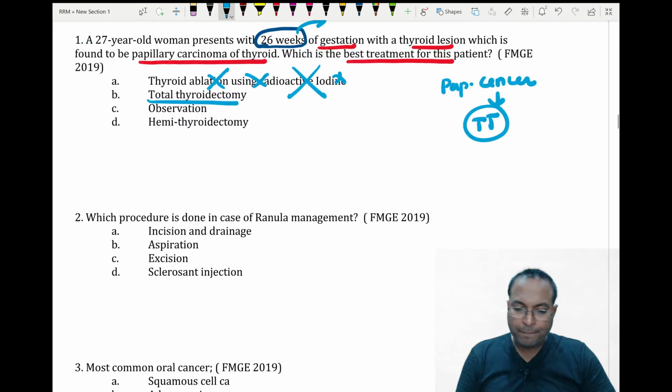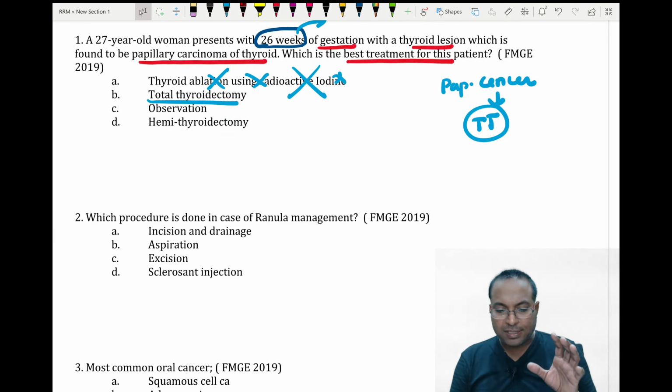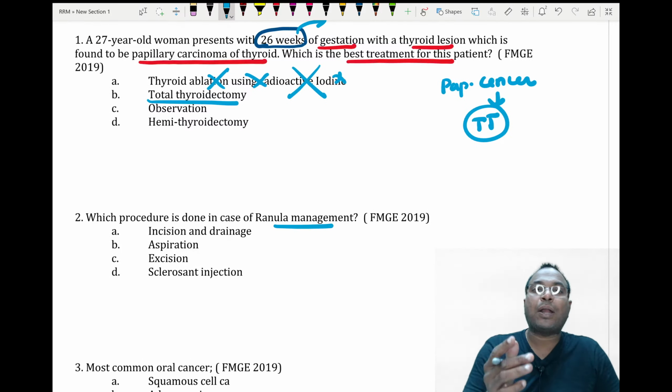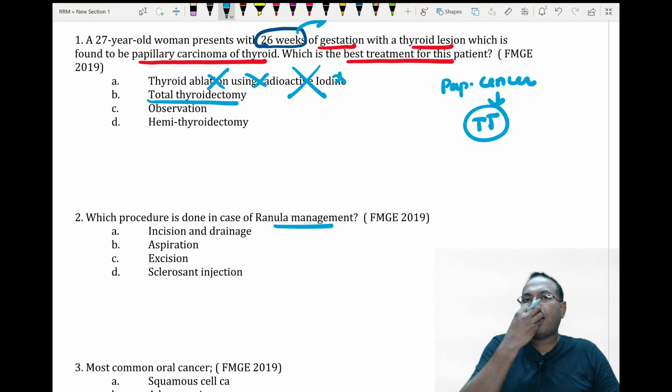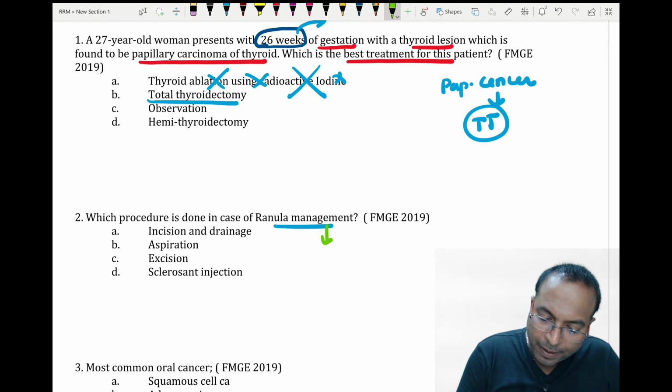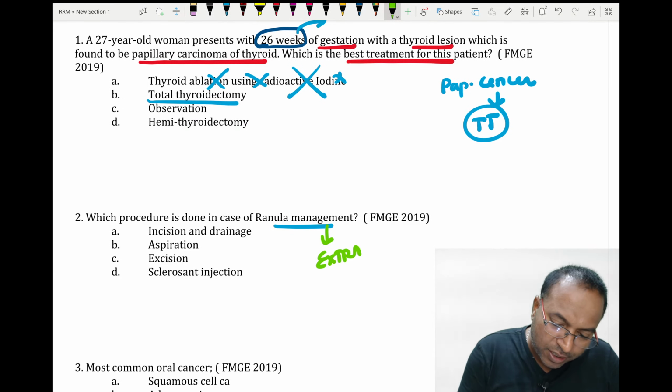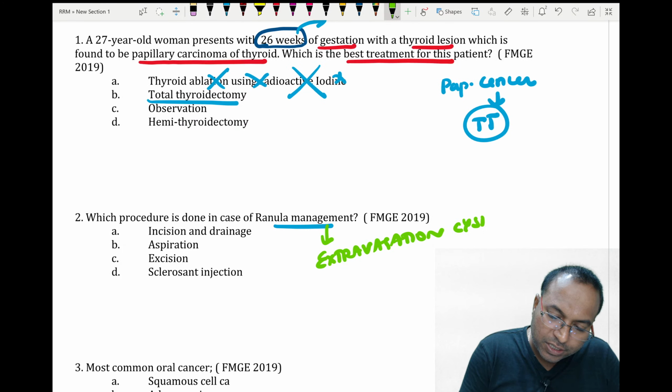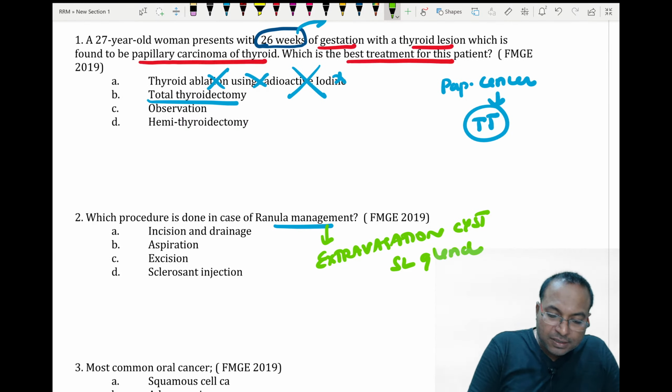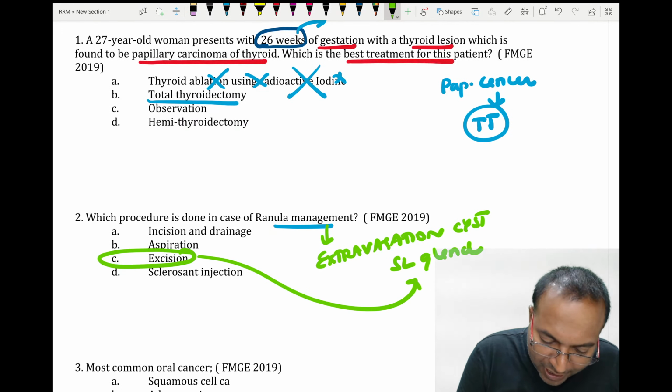Okay. Which procedure is done in ranula management? Ranula is a cyst seen on the undersurface of the tongue. We call it an extravasation cyst of the sublingual gland. So the treatment is excision of the gland, not I&D or aspiration.